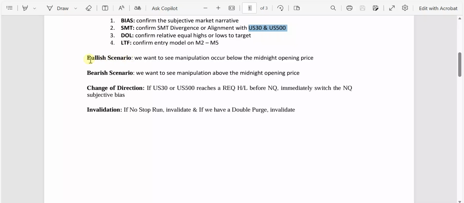Now, I want to talk about the midnight opening price. Usually, if you're bullish, you want to see price trade below the midnight opening price, so that you can anticipate longs, right? And vice versa for the bearish scenario. If you're bearish, you want to see price manipulate or trade above the midnight opening price.